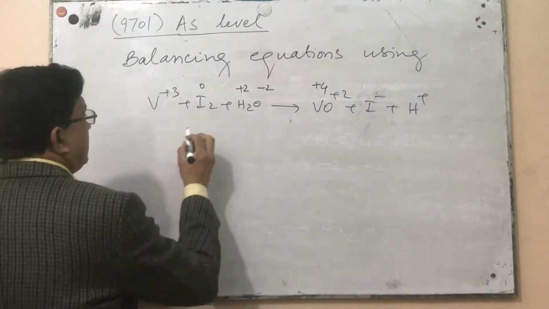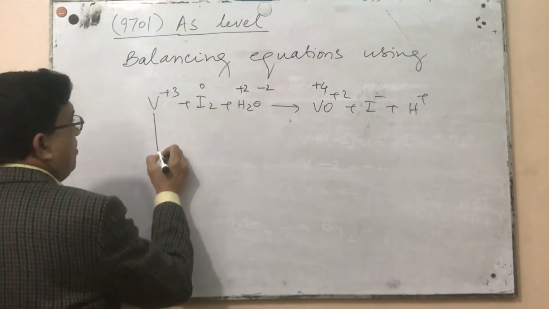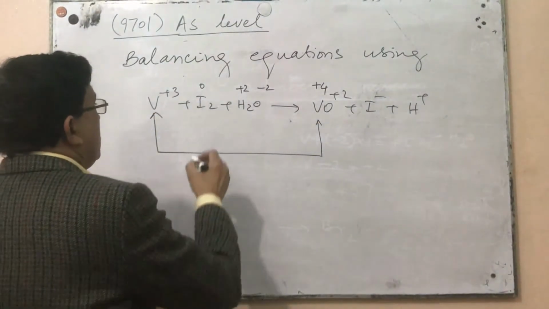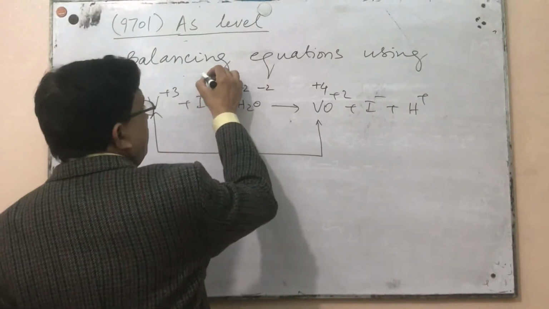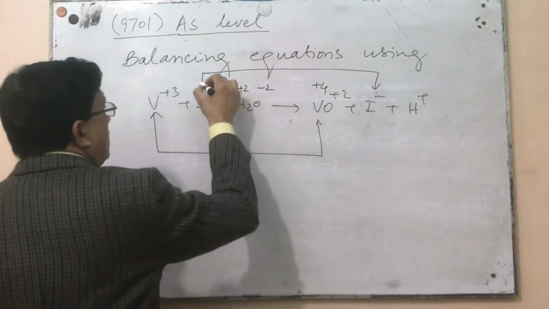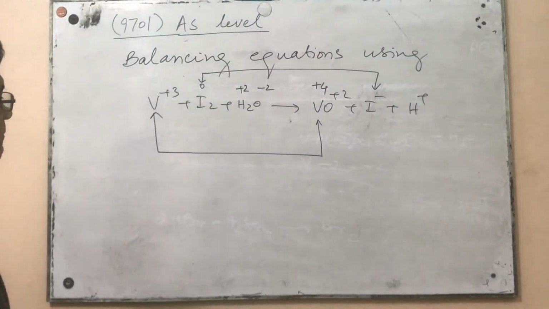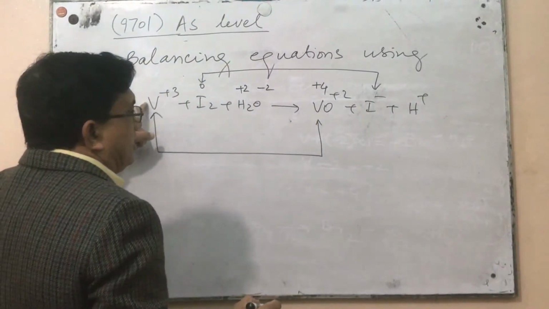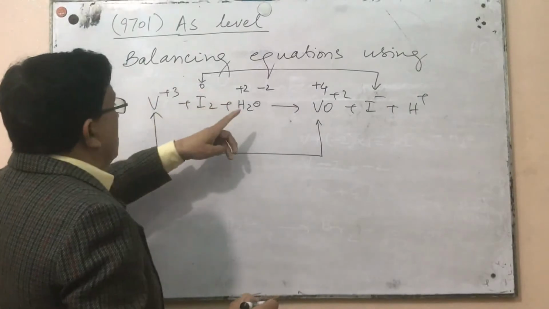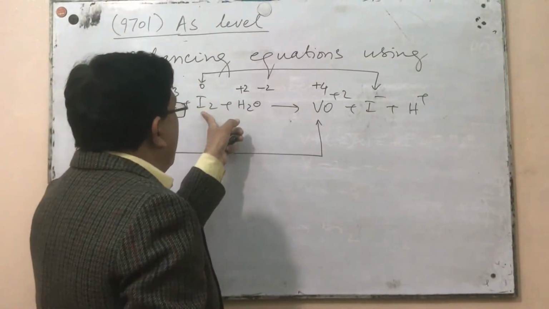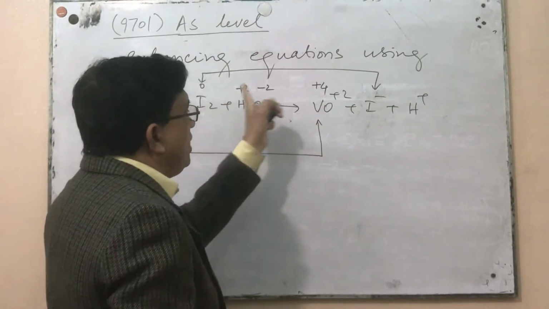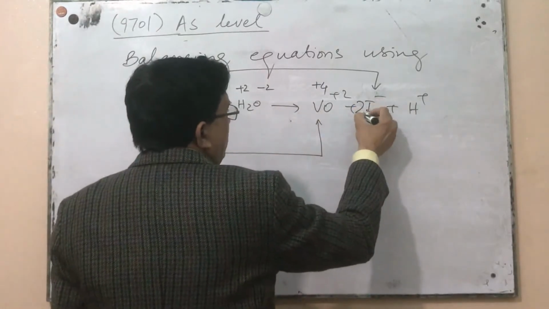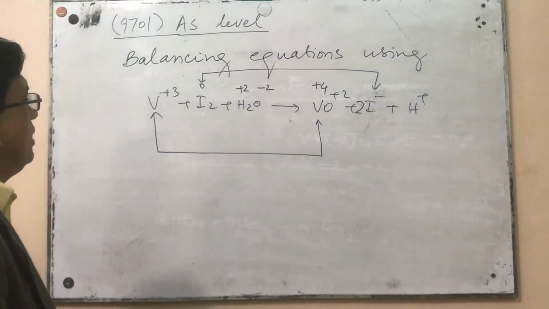Now, it is quite clear that vanadium is changing from positive 3 to positive 4, while iodine is changing from 0 to minus 1. What is happening? If we balance the atoms first, one vanadium is there. Here the 2 iodine atoms, or one iodine molecule, is producing iodide ion. If we balance the number of atoms first, then definitely we will multiply by 2 the iodide ion.